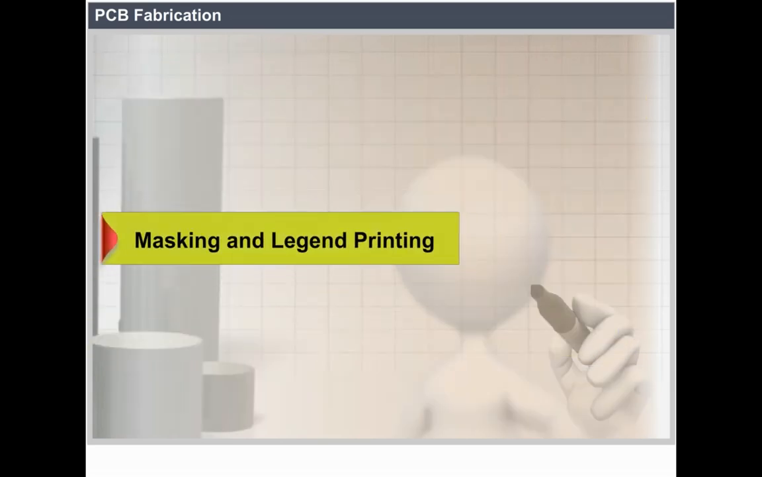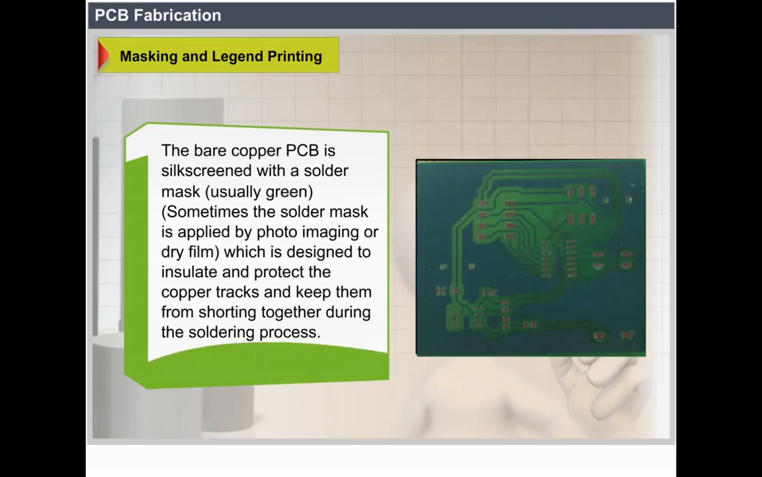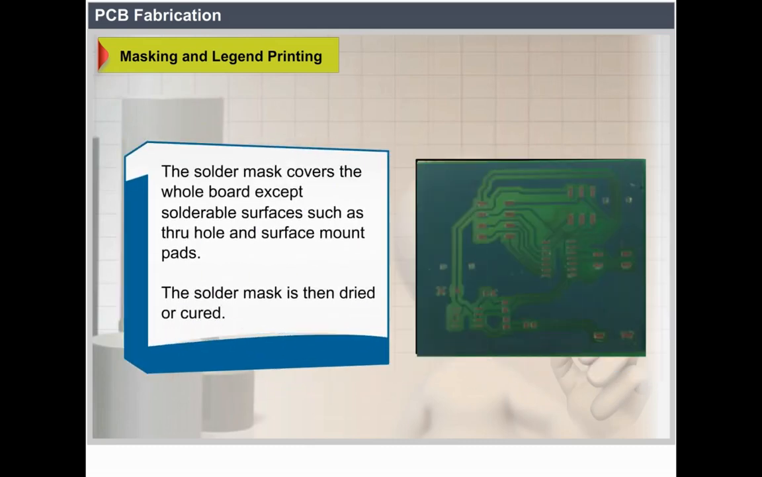Masking and legend printing. The bare copper PCB is silk screened with solder mask, usually green. Sometimes the solder mask is applied by photo imaging or dry film, which is designed to insulate and protect the copper tracks and keep them from shorting together during the soldering process. The solder mask covers the whole board except solderable surfaces such as through-hole and surface mount pads. The solder mask is then dried or cured.